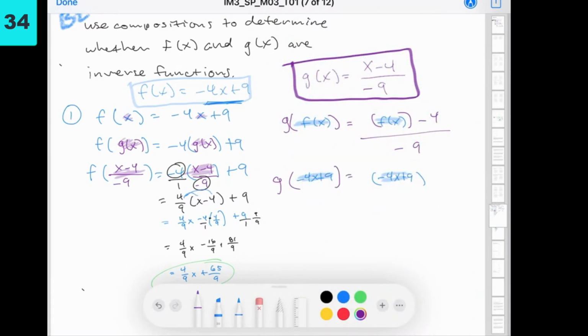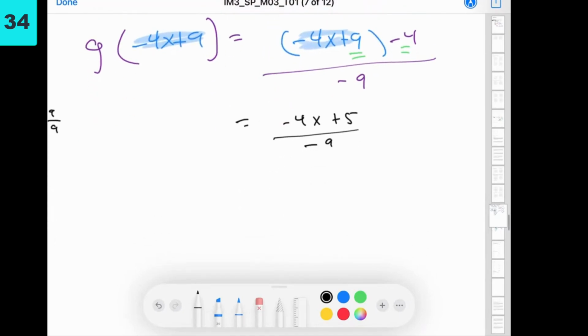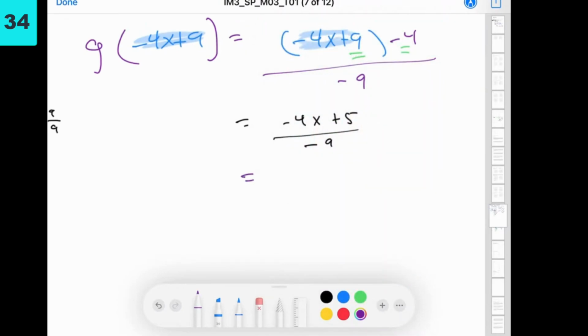So this is what we have so far. Okay, so I don't need the parentheses, so you can just add those. So you would have negative 4x plus 5 over negative 9. And if you wanted to, you can just clean that up. This is negative 4 ninths x divided by negative 9 and positive 5 over negative 9, which would give you 4 ninths x minus 5 ninths.